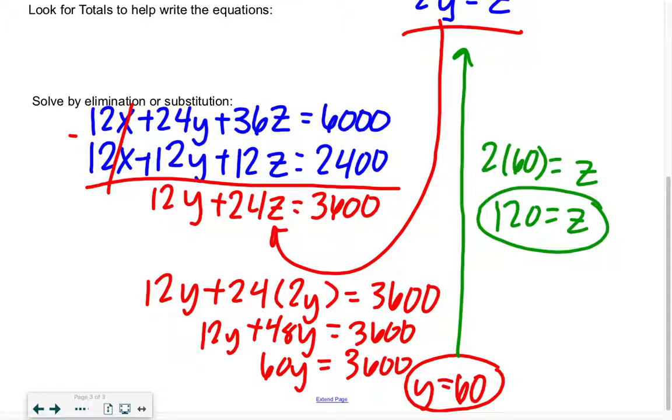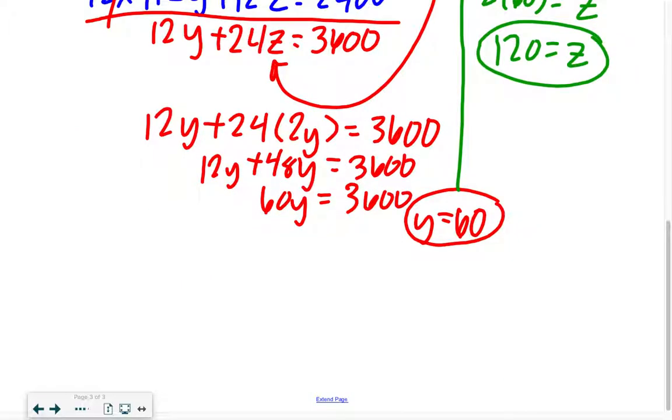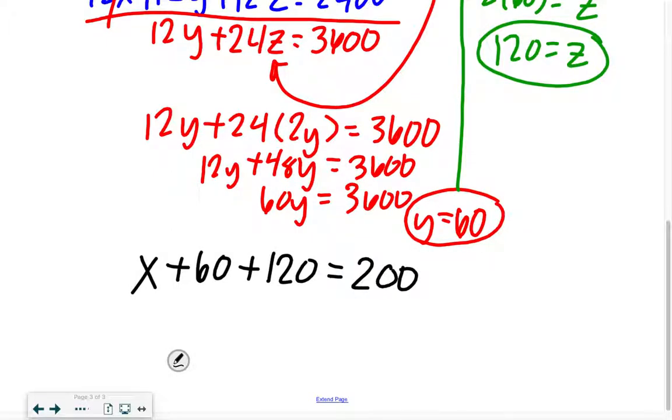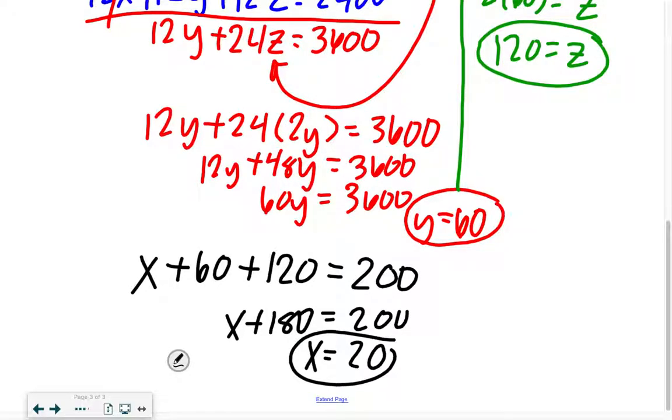Then we gotta go back. Probably that x plus y plus z, right? Easiest one to plug into. Don't know x. My y is 60, my z is 120, and I want 200 shirts. 20. Are we geniuses? Yes.